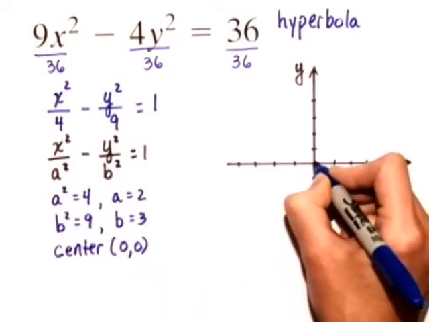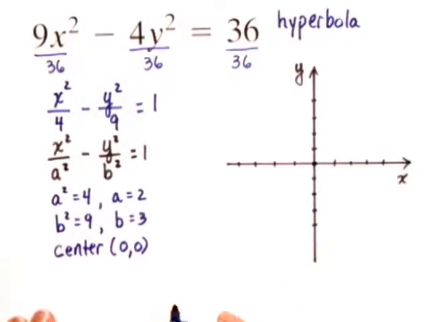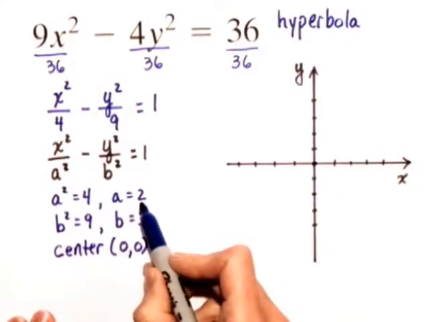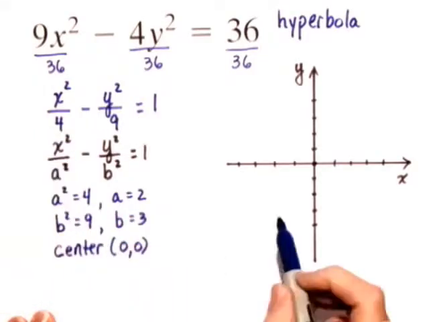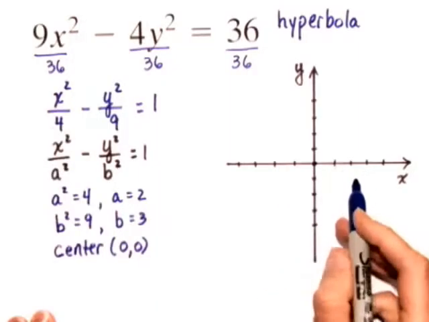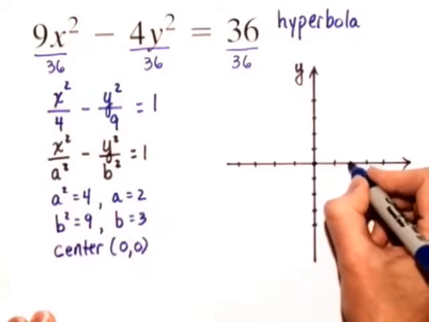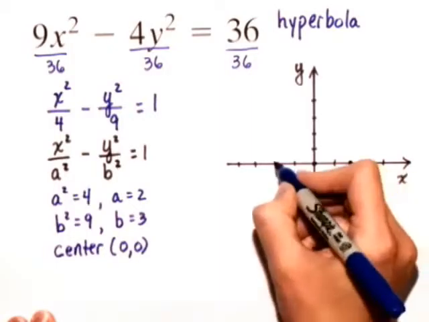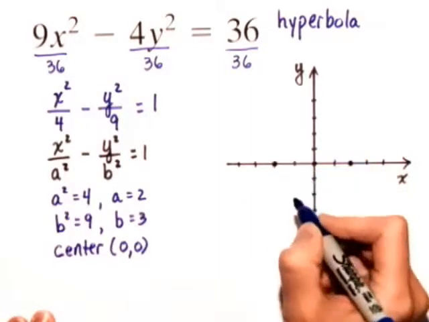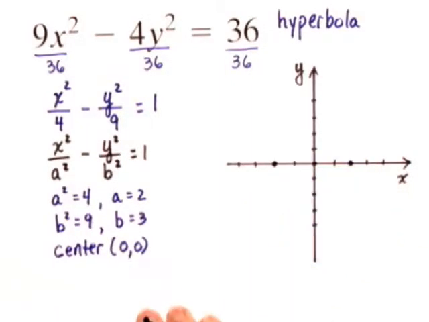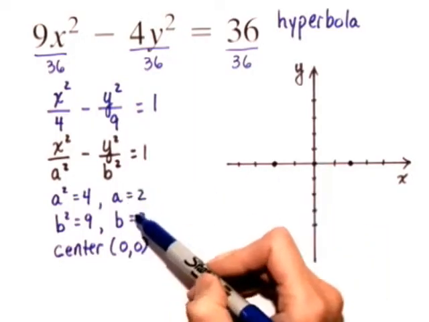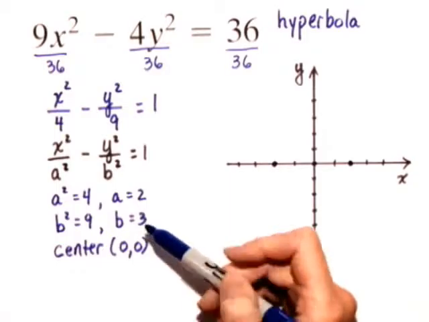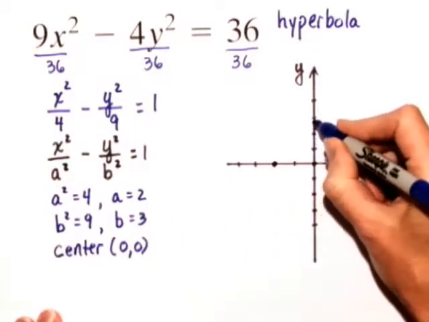Let's put the center. And since a is equal to 2, we need to go 2 units to the right and 2 units to the left of the center along the x-axis, because the x-axis is the transverse axis. So 2 units to the right, that's our first vertex, and 2 units to the left, that's our second vertex. Now, in order to graph this hyperbola, from the center, we'll also go 3 units up and 3 units down along the y-axis, because b is equal to 3.